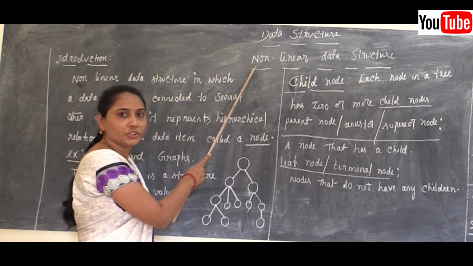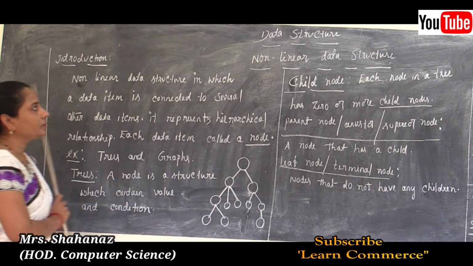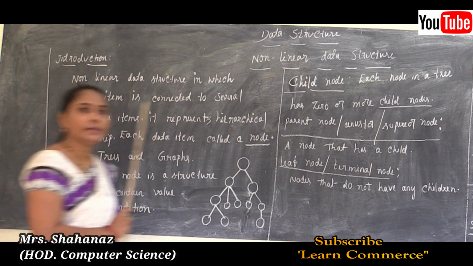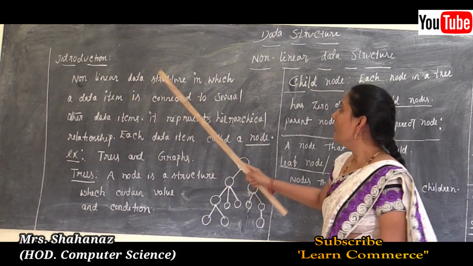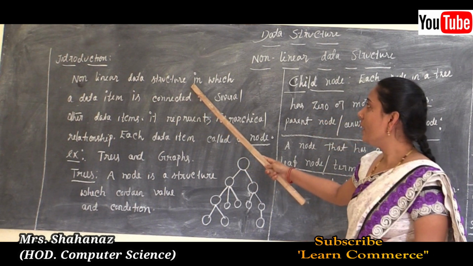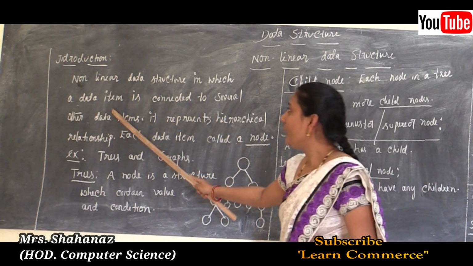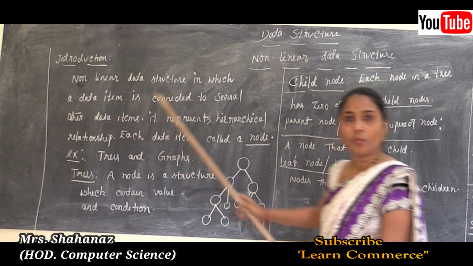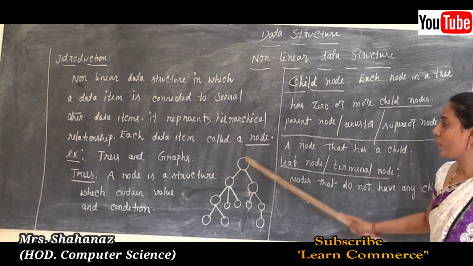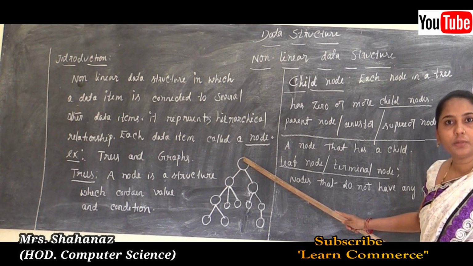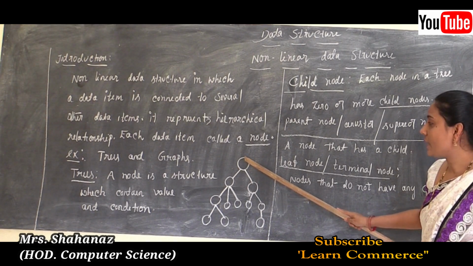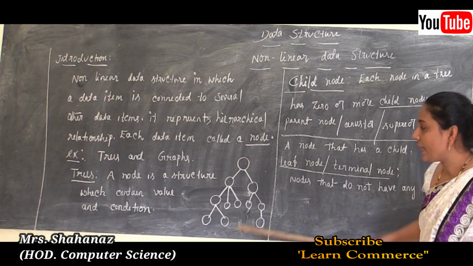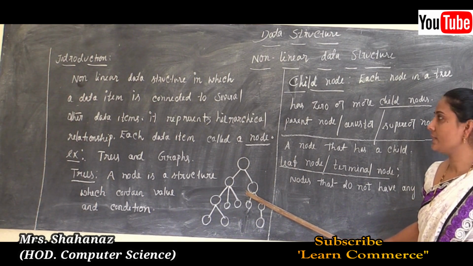Non-linear data structure, and we know that a non-linear data structure is a data structure in which a data item is connected to several other data items. One good example for non-linear data structures is trees and graphs. So this is the diagram of a tree in this case.